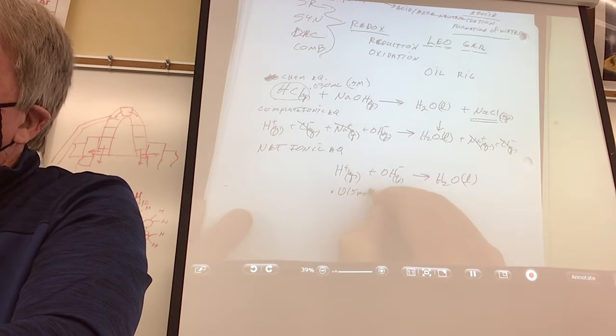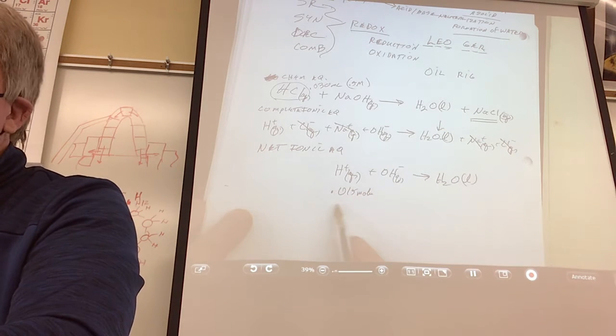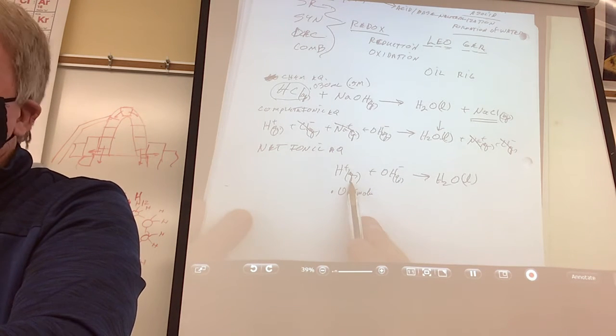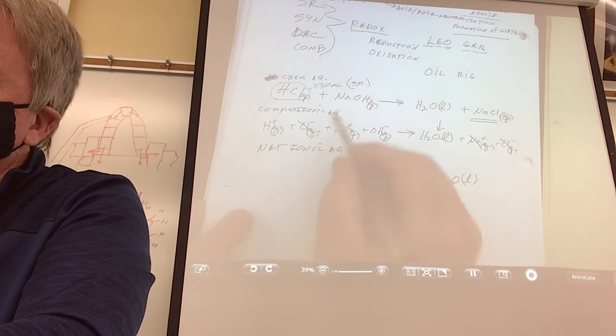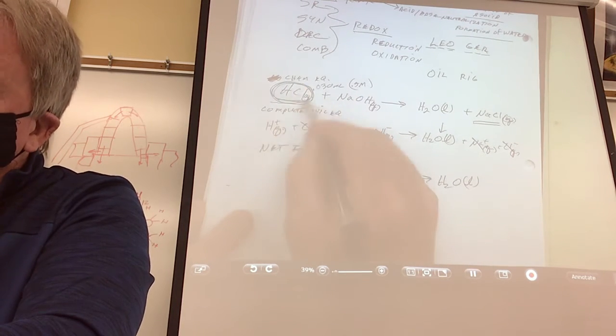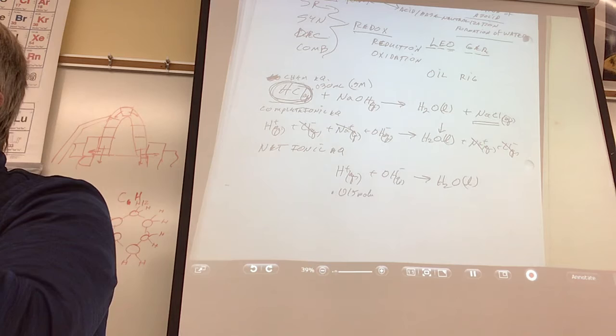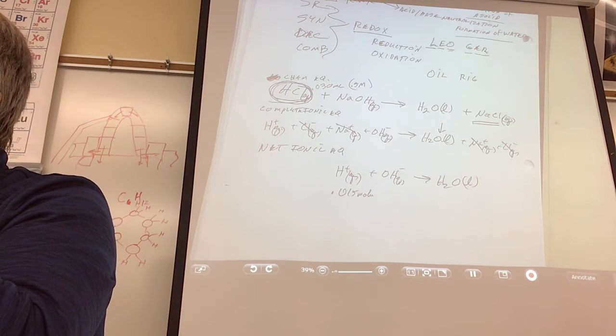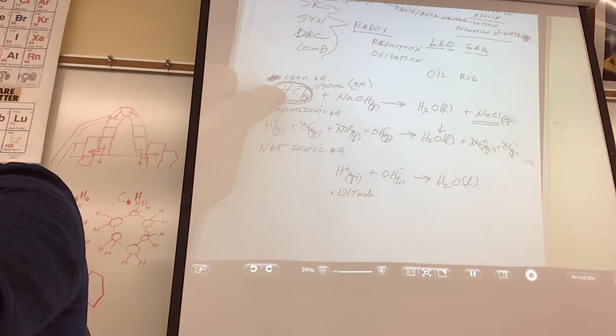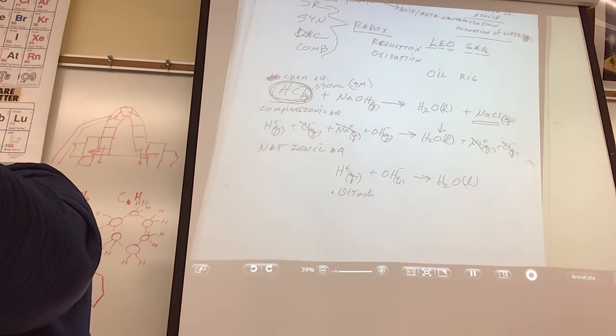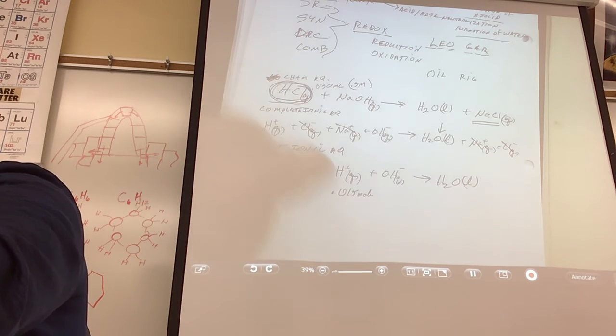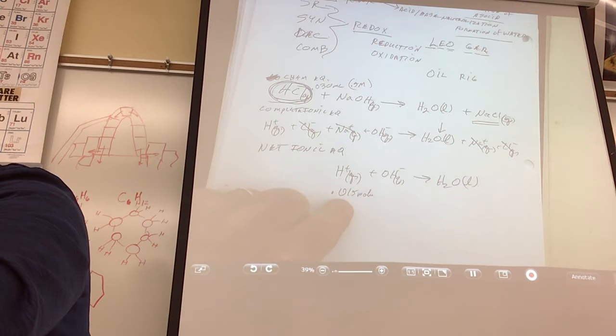Okay, so look, if you had 0.015 moles of that, then how many moles of hydrogen ions would you have? There's only one of those for every one of those, right? So if you have 0.015 moles of that, you'd have 0.015 moles of hydrogen ions.